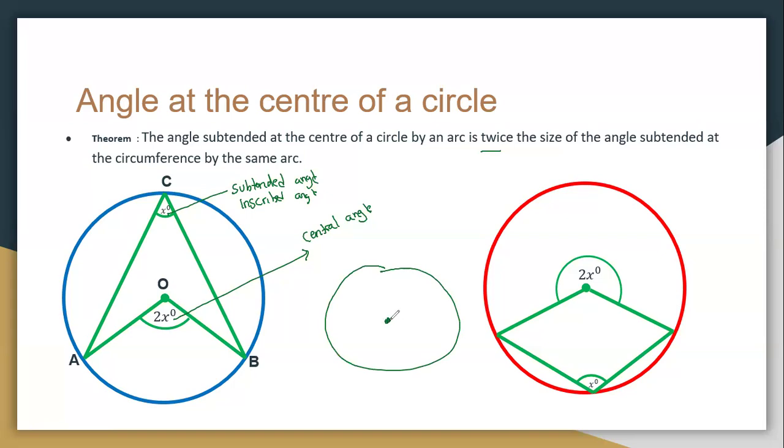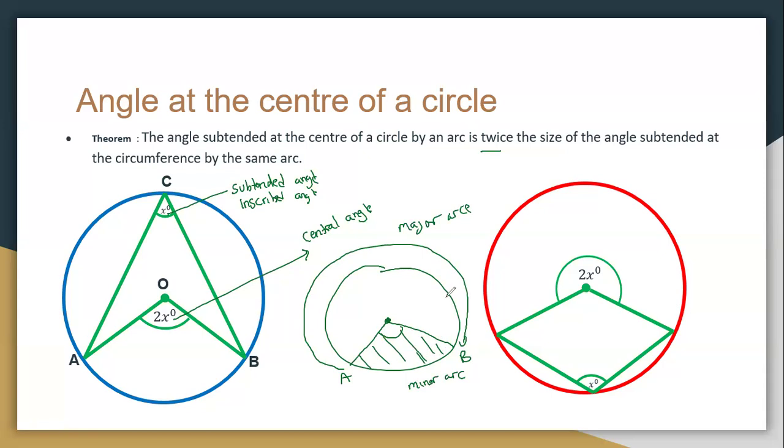To form any angle at the center, I must join two radii. This is a radius and this is a radius. So these radii form an angle at this point. And if this is my A and B, this part here is what we call the minor sector. On this side here is where you have the major arc, and this down here is the minor arc.